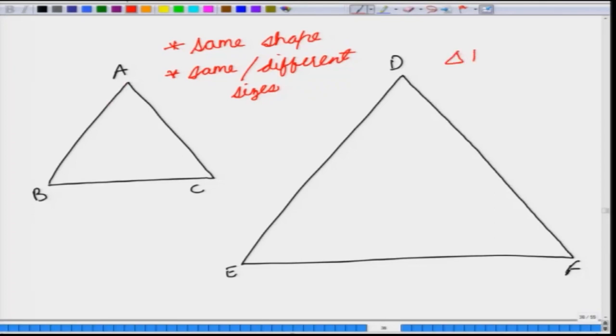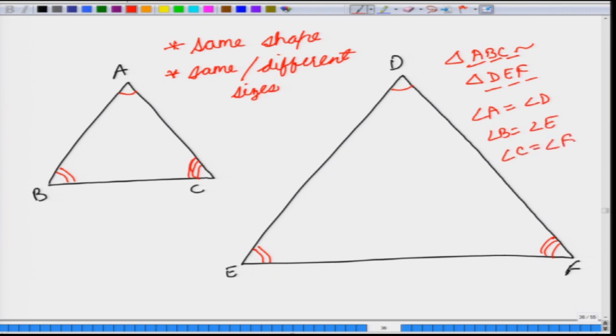Now, what do you mean by the same shape? In the case of these triangles, the same shape would mean that if we say that triangle ABC is similar to triangle DEF, then angle A is equal to angle D, angle B is equal to angle E and angle C is equal to angle F.